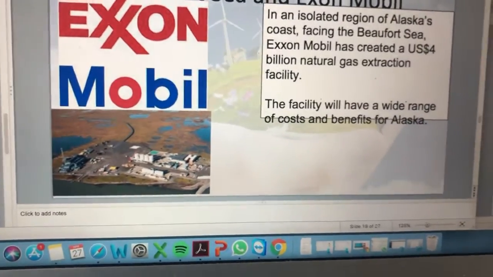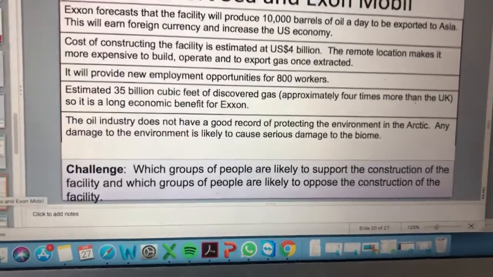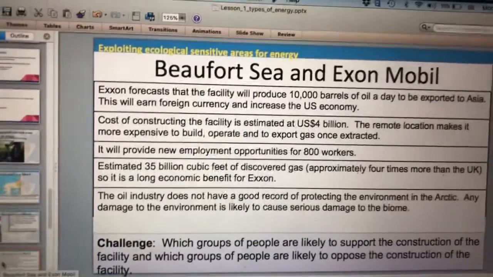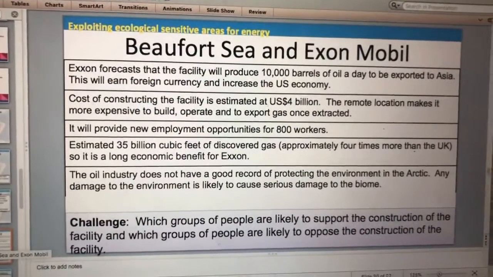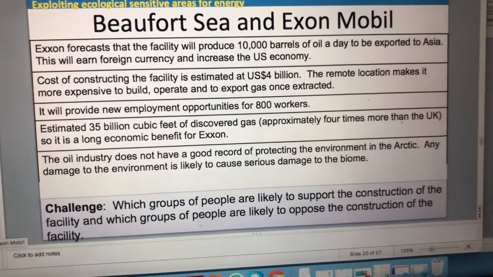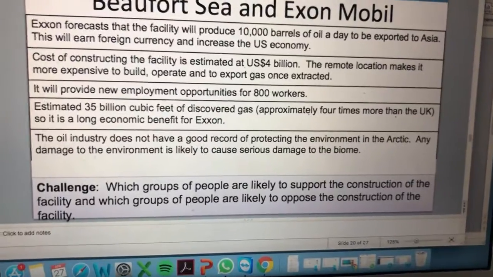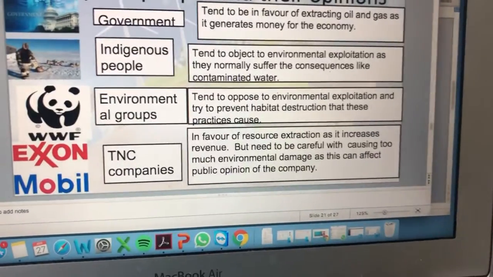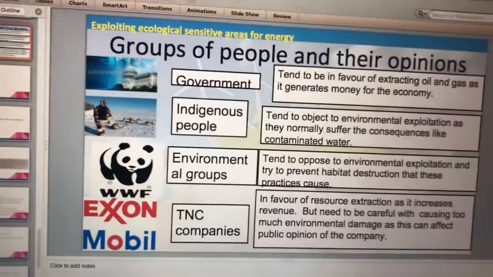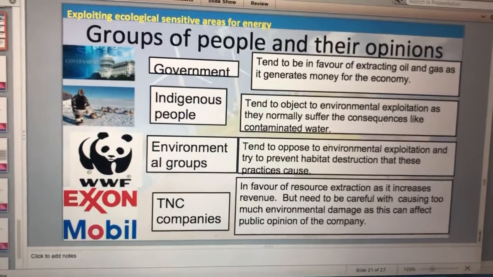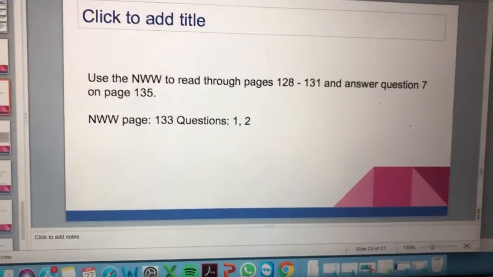However, this had both costs and benefits, okay? Different people are going to support different ideas. It brought in work, it brought in improvements to the economy. However, there were big environmental impacts, okay? Your textbook goes through this, and you can think about which groups of people would be for and against it, okay?